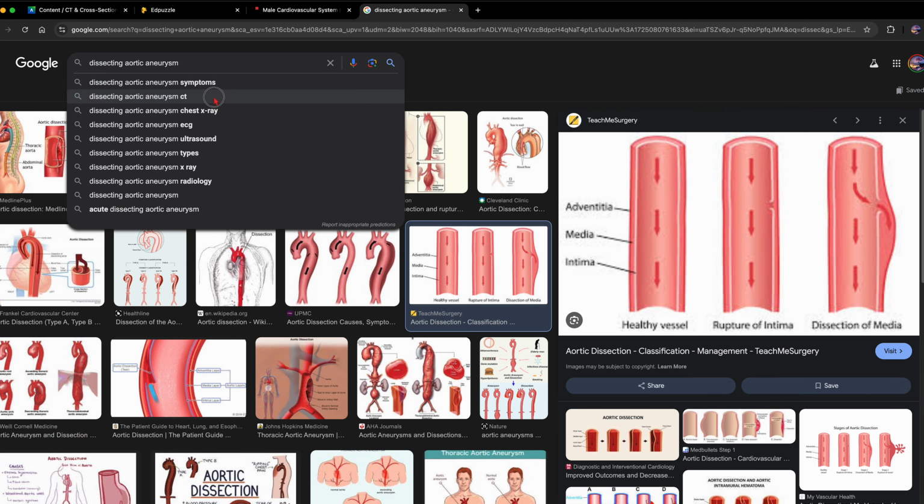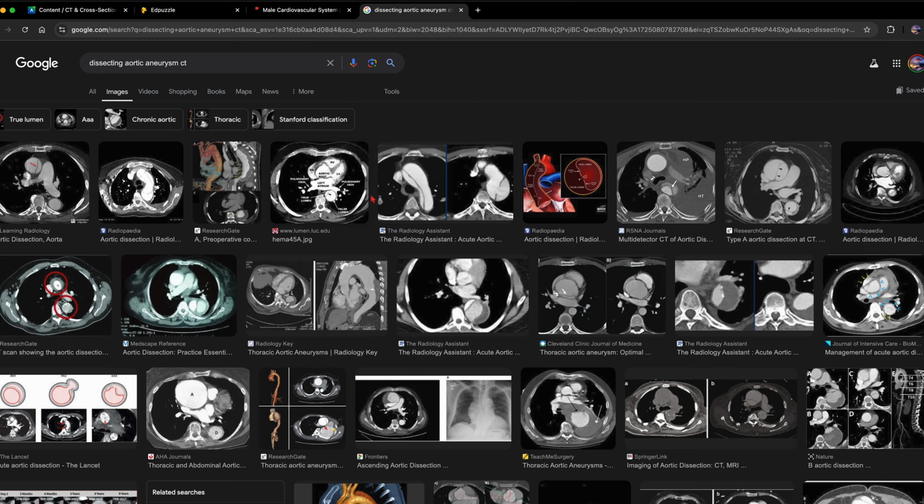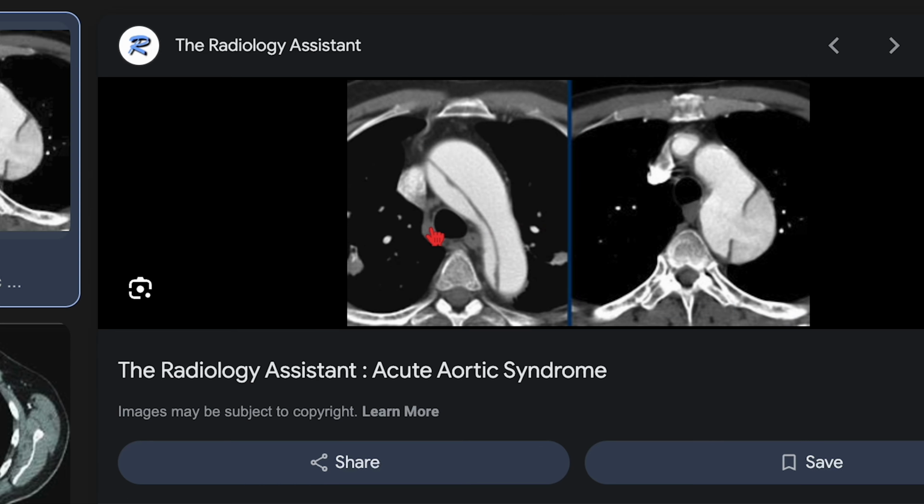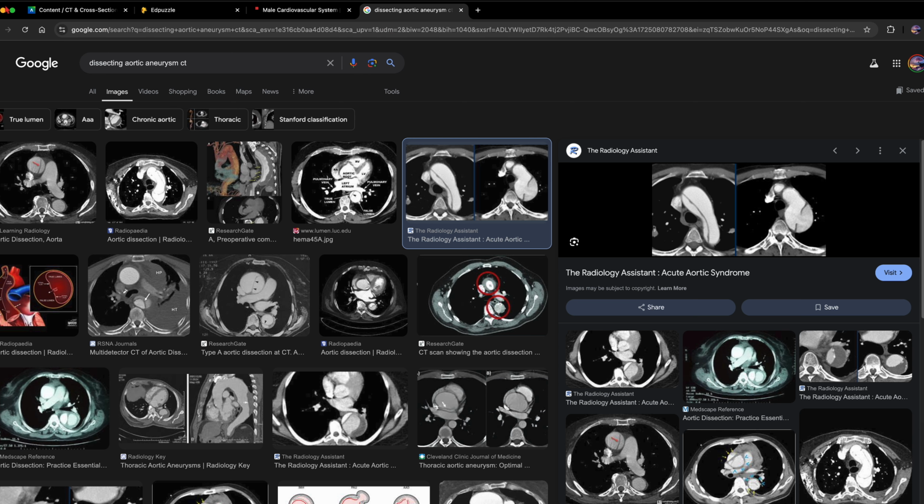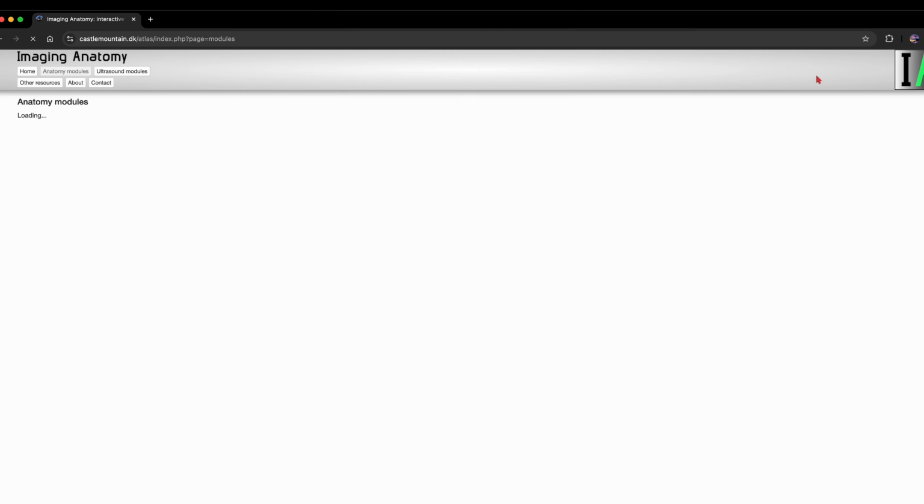Let's see if we can find some CT images to compare that. And here's an exaggerated one here. This is a pretty serious one. You can see that there's a definite split there in the aortic arch, right there. Pretty serious stuff. Let's exit full screen. Here, let's recap really quickly.